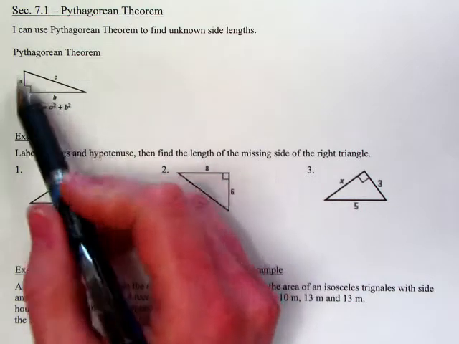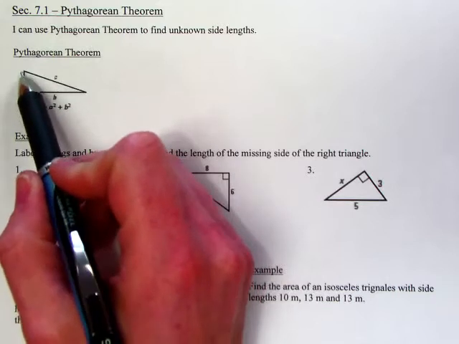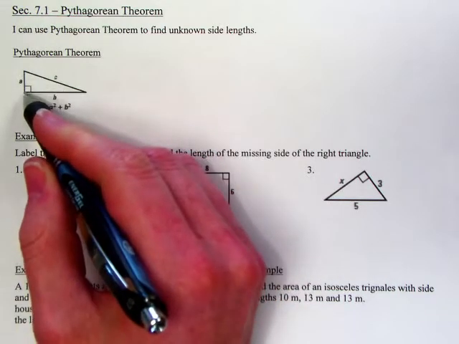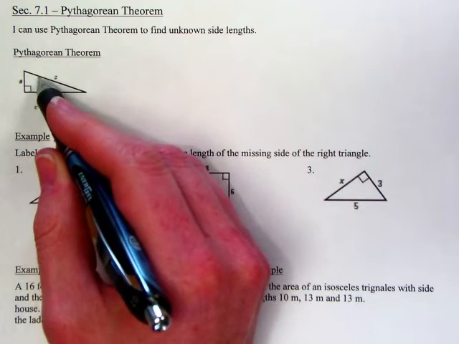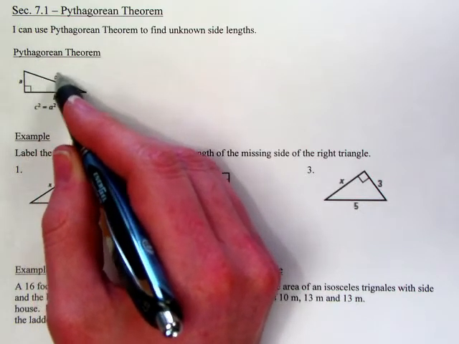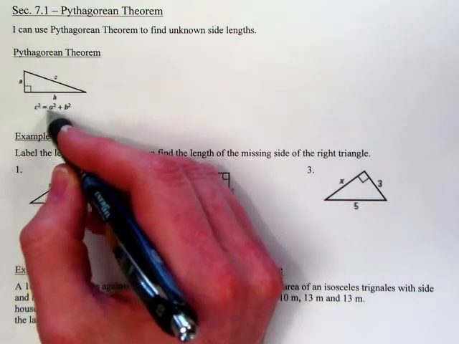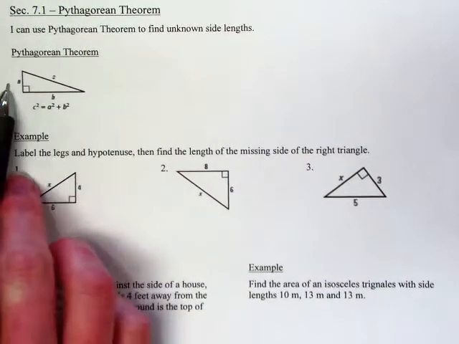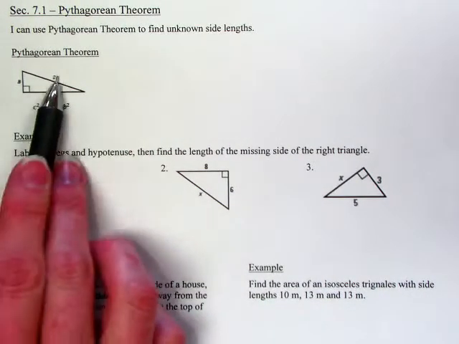If you have a right triangle, then the sides can go a squared plus b squared equals c squared. So whichever side is the hypotenuse, and draw through your 90 to find your hypotenuse, that side by itself squared equals the other two squared. And we'll do some examples so you know what that looks like. A and B are called the legs of the triangle, and C is called the hypotenuse.